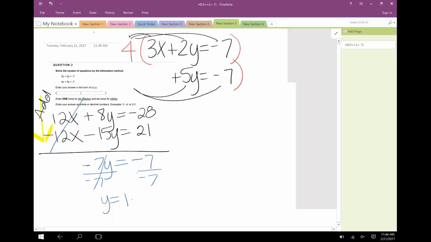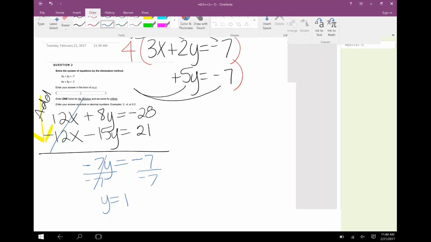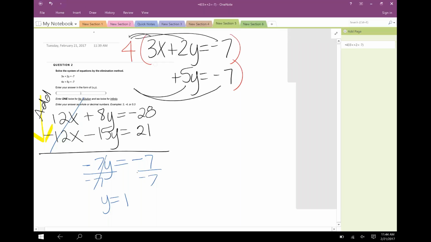Okay, so that's half of my solution. Let me get the other half. I'm going to take my y equals 1, and I'm going to plug it into either equation. It doesn't matter. I'm going to choose the first one, just because. So I'm going to rewrite that first equation again: 3x plus 2y equals negative 7. I'm going to plug in 1 for y.